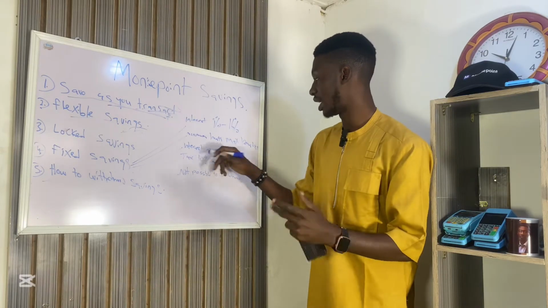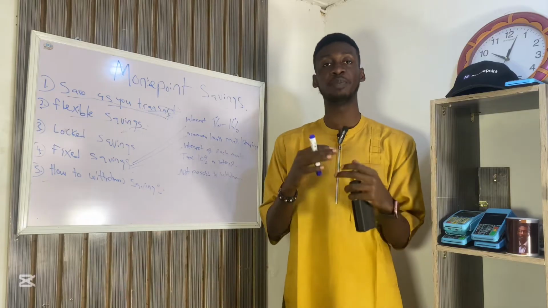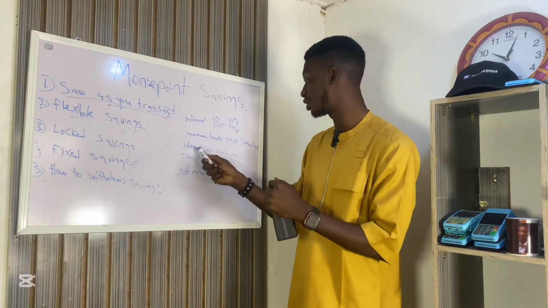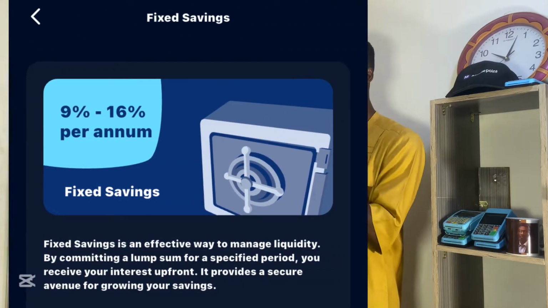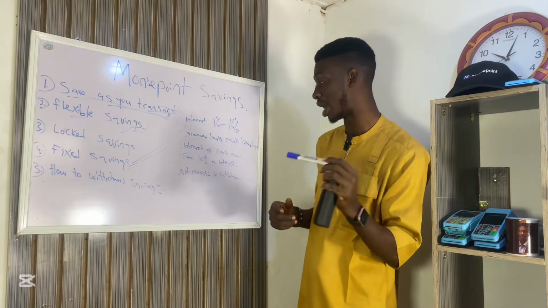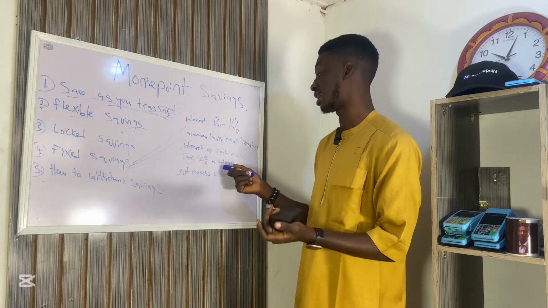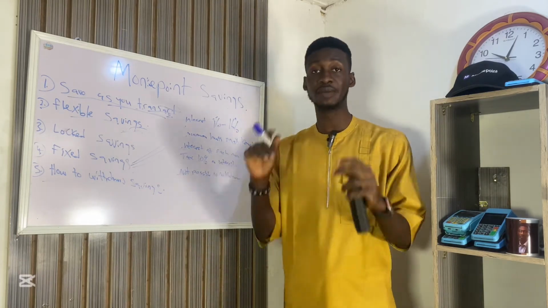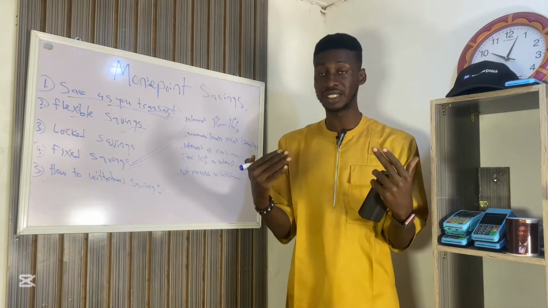Now, this fixed saving actually pays interest at the end of every month, so please don't forget the differences. This will pay you interest at the end of each month, while this pays annually, right? So this also has a tax, like we've said about the lock savings, which is 10% on the interest, not 10% on the amount you are saving, right?